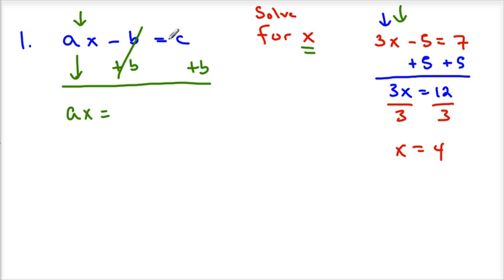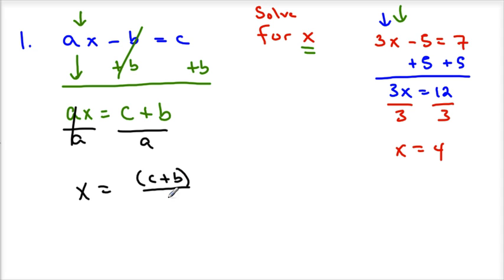ax equals, well, I can't put the b and c together yet. Just leave them out there, c plus b. And then my last step here, I'm isolating my x, so I want to solve for x, getting rid of the a. How do I get rid of the a? Good, divide both sides by a. So now this becomes x equals the quantity c plus b divided by a.